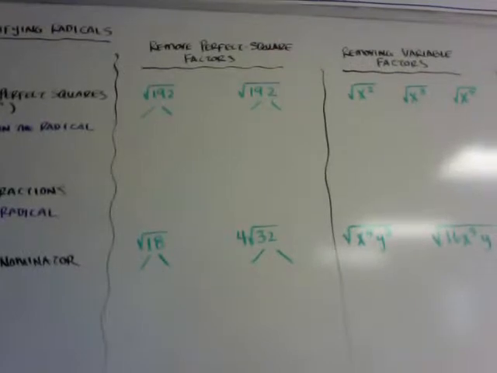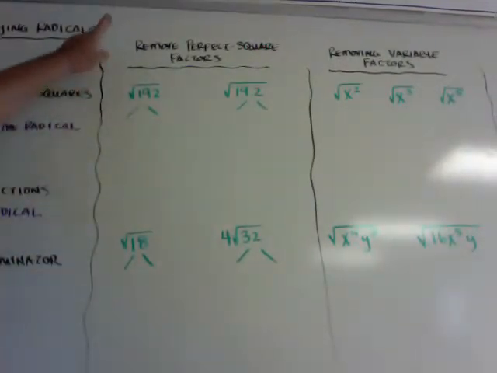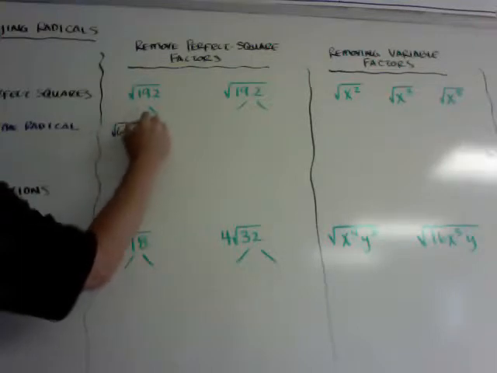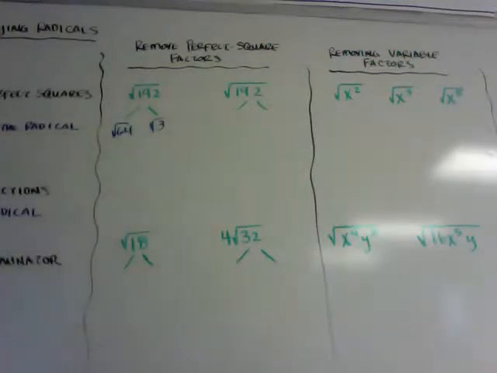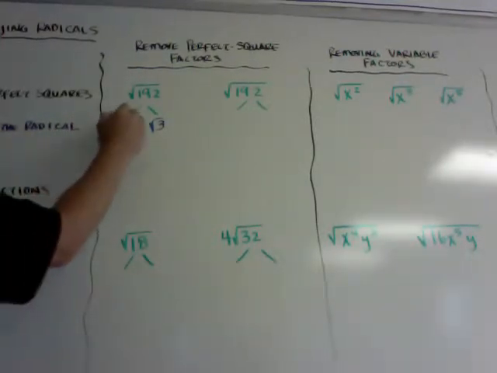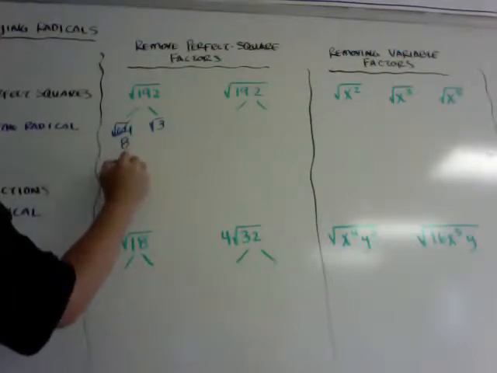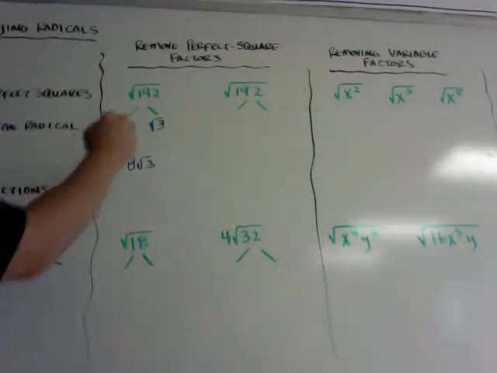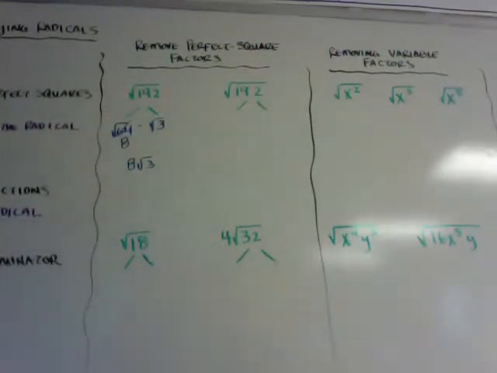Here's some examples of what's going to happen: removing the perfect square factors. So what we've got to do is break it down to factors. If you know that 192 is 64 times 3, that's great, because radical 64 just becomes 8. So your answer becomes 8 radical 3. Remember, these are times, so it's 8 times radical 3.